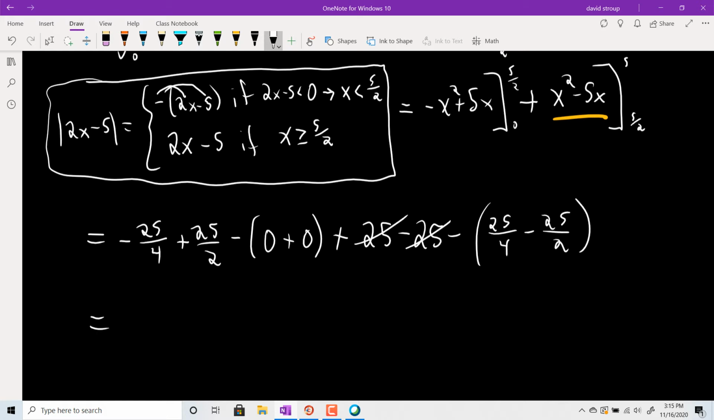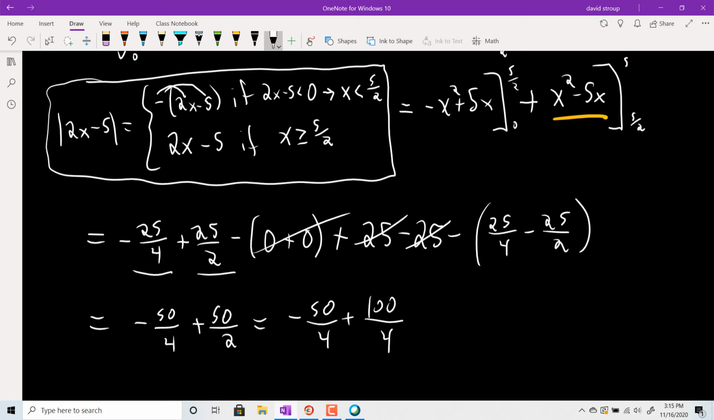This stuff will go away. This stuff is just 0. And it looks like I have 2 of the 25 fourths, so it's going to be negative 50 fourths. And then I'll have 2 of the 25 halves, so plus 50 halves. And then find a common denominator. Negative 50 over 4 plus 100 over 4 is going to be 50 over 4. And then you can simplify that to 25 halves. Okay.